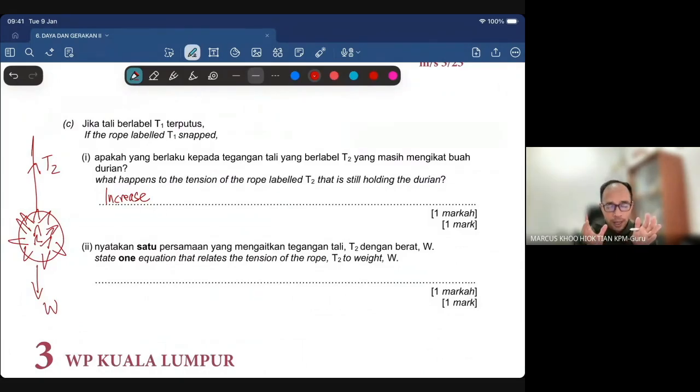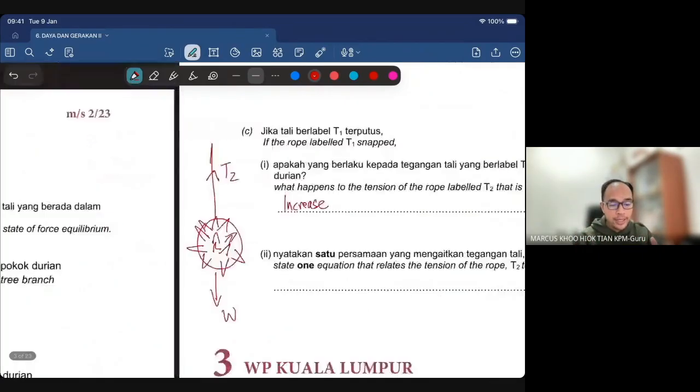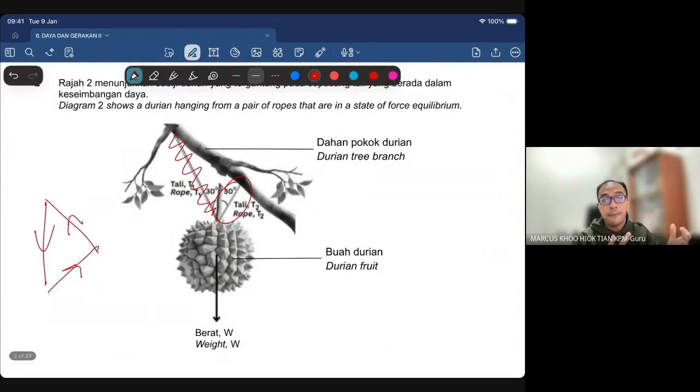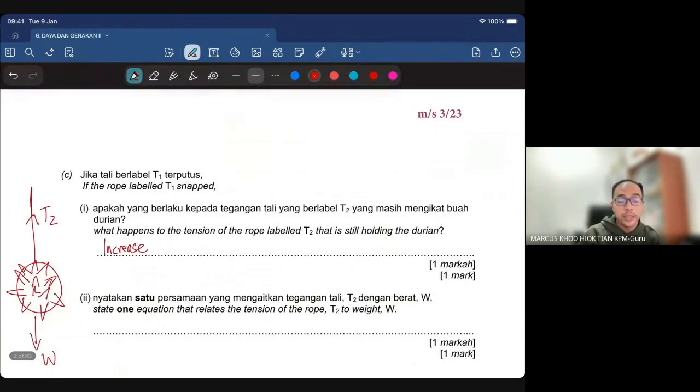Somebody once told me you can replace the word tension, and I don't recommend this. But if you don't really understand what tension is, think of it in terms of the burden, the burden of the rope. Since T1 snapped already, it means all the burden of carrying the durian lies in T2, because T1 is useless here. So of course, the burden, the tension, will increase.